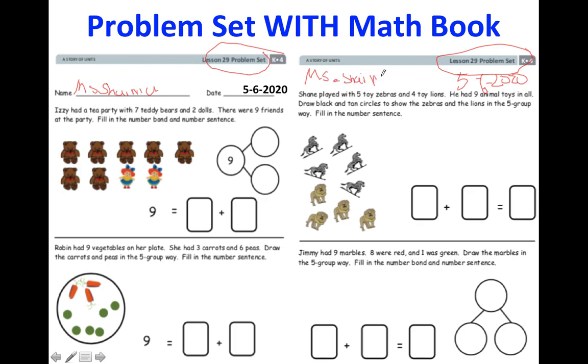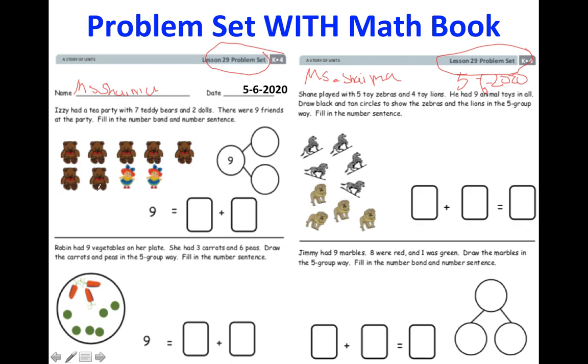Okay, let's get started. Izzy had a tea party with 7 bears and 2 dolls. There were 9 friends at the party. Fill in the number bond and the number sentence. So remember what I said, your number bond and number sentence will change for the problem set because the lesson is trying to tell you the different ways. You just have to make sure and concentrate on where the whole is and where the 2 parts are.